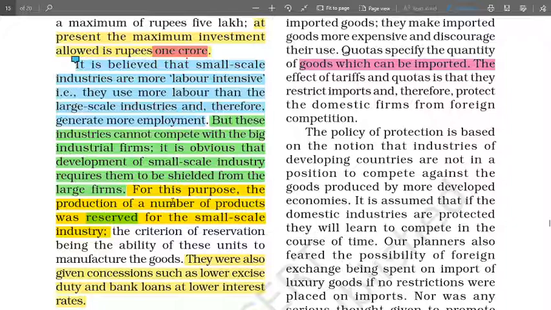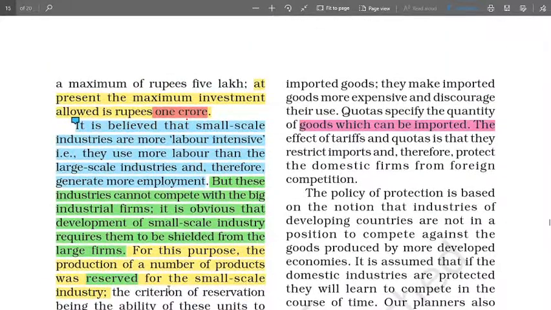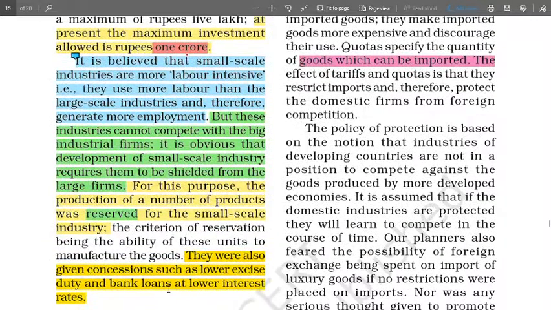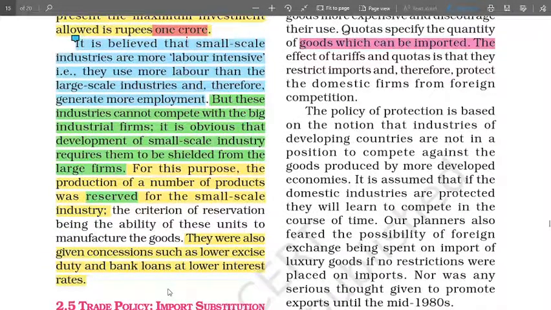At the same time, small scale, you understand, they are small and weak. They were also given concessions. What are those concessions? Lower excise duty, the tax. They were charged less, or even at times no tax. And bank loans at a lower rate of interest. If you borrow money to set up small scale, you will get a cheap loan, at a lower rate of interest than if you were to set up large scale and borrow money. Okay, so that's the importance of small scale.